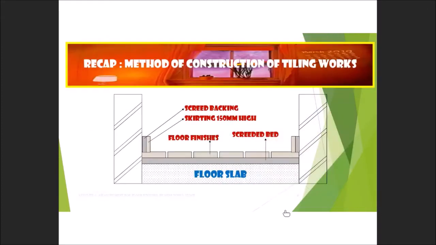Okay, this is the recap part. You can see the recaps for method of construction of the tiling works. Okay, the first layer we have the floor slab. So on the top, you cannot put the tiles on the top of the floor slab directly. You need to have the screeded bed. Okay, so this screeded bed normally made from cement and sand. Okay, but the ratio needs to be stated, normally 1:3. 1 is cement, sand is 3.